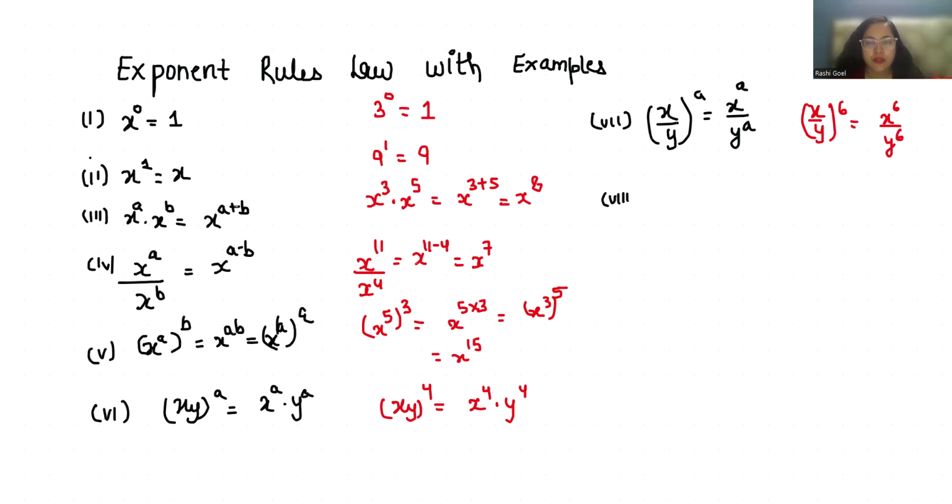And x power minus 1, we can write it as 1 by x. For example, 3 power minus 1, we can write it as 1 by 3, or 1 by 3 as 3 power minus 1. x power 1 by n, we can write it as nth root of x, which means x power 1 by 3, we can write it as cube root of x.